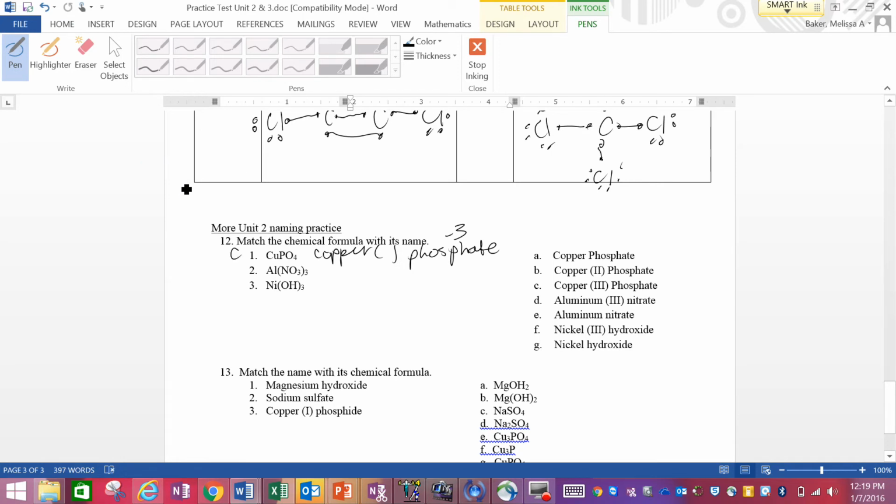Number 2, aluminum is not a transition metal. So that would match with E. You do not want the parentheses here like they show you in D. Number 3, hydroxide's a -1 charge. This nickel is canceling out 3 negative ones, so that must mean this nickel has a +3 charge.